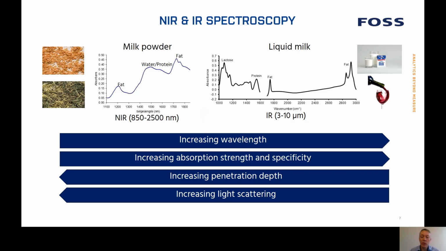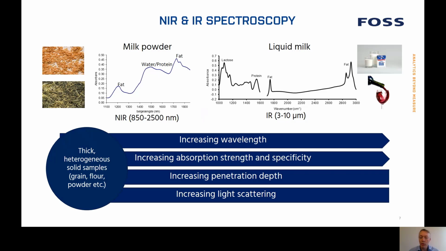In mid-infrared, we find the strongest absorptions corresponding to the so-called fundamental vibrations of the molecule. Since the absorptions grow stronger, the penetration of the light into the sample decreases, and shorter sample thicknesses can be measured. This is why we mainly use mid-infrared for liquids that can be injected into thin cuvettes, and NIR is mainly used for solids, where you want a longer penetration depth to measure a larger volume of the sample.